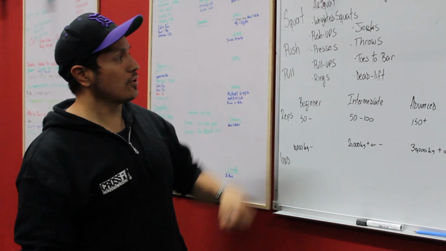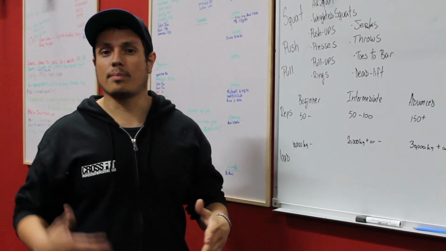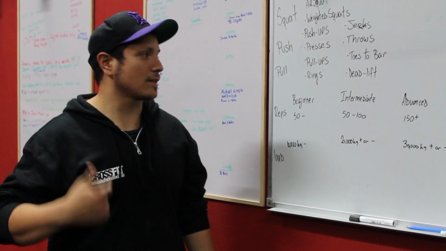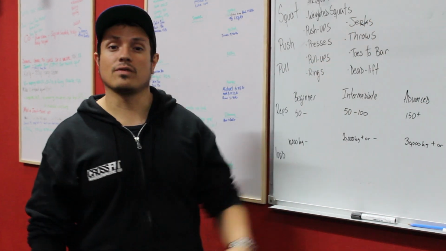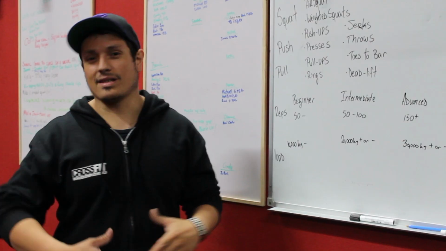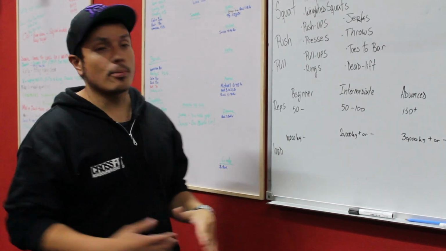The same thing can be said for pushes. We have different variations of push-ups, whether it be regular push-ups or handstand push-ups. We have presses, which would be strict presses and push presses. We have different variations of jerks, and different variations of throws, which would be things like a wall ball. And then we look at our pulling.